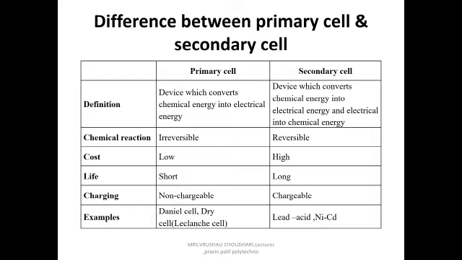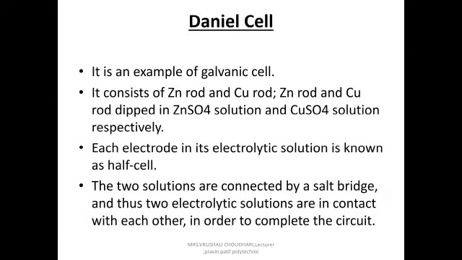Primary cell: cost is low, life is short. Secondary cell: cost is high, life is long. Primary cells are non-rechargeable, one-time use cells, while the secondary cell is a rechargeable cell. Examples of primary cell: Daniell cell and dry cell, while lead acid and nickel cadmium are examples of secondary cell. Today we are going to learn the Daniell cell. That is a basic example of the galvanic cell.